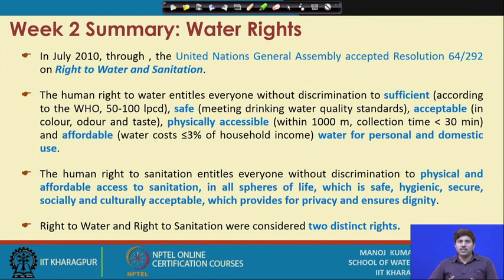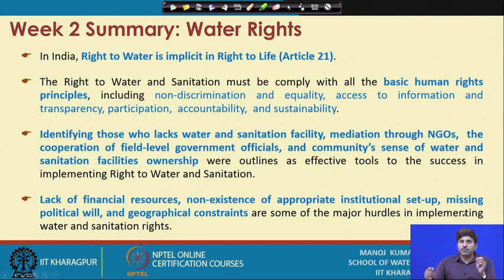So, that was the right to water, while under the right to sanitation, everyone is entitled without discrimination to physical and affordable access to sanitation, which is safe, hygienic, secure, socially and culturally acceptable, and provides privacy and ensures dignity. So, those were some of the criteria under the right to sanitation which were discussed back then. The right to water and the right to sanitation are considered as two distinct rights.